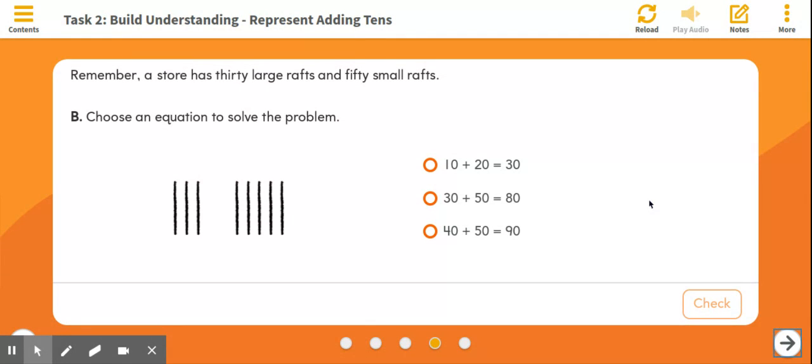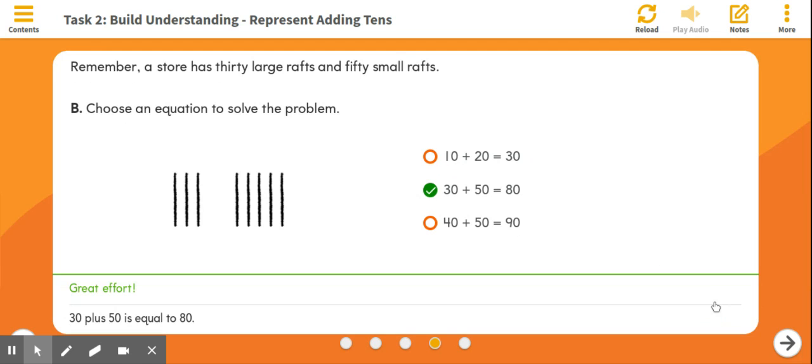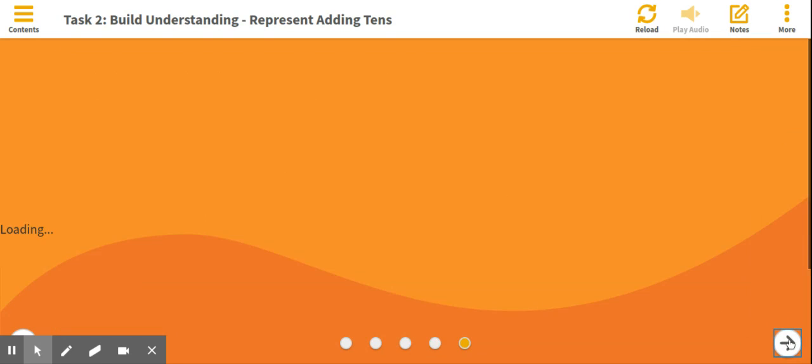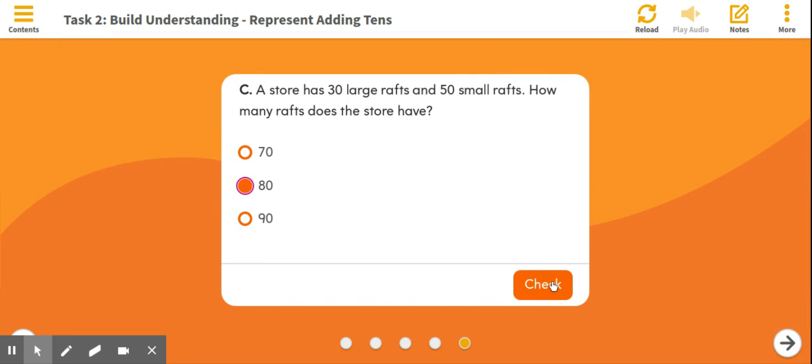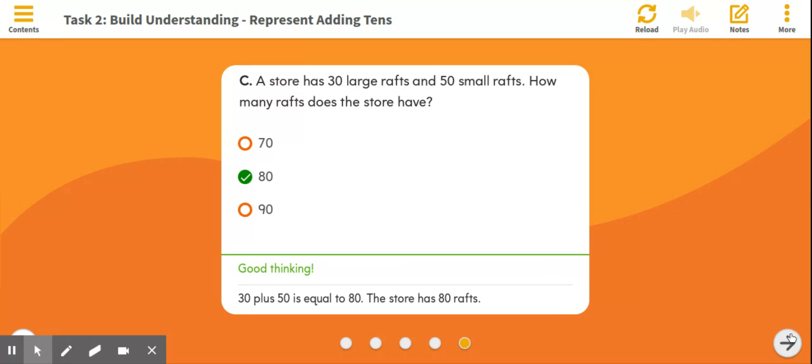So now we need to figure out which equation matches our drawing. We've got 3 tens, well that's 30. We've got 5 tens, well that's 50. So it would be this one. Let's check our answer. Let's see if we come up with 80 though. Let's count these all by tens. You ready? 10, 20, 30, 40, 50, 60, 70, 80. And we don't have to say stop because we have no ones to add on. So it's just simply 80. So we agree that the store would have 80 rafts altogether.